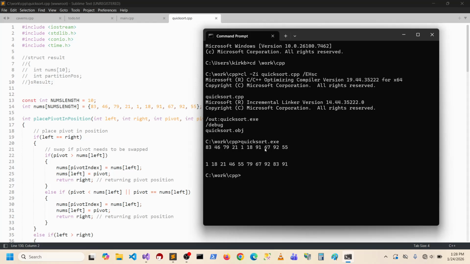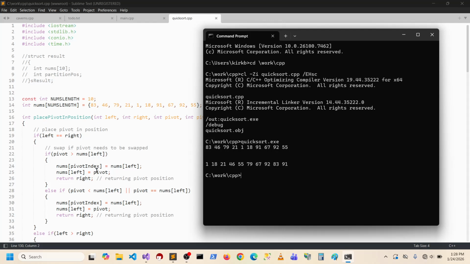So now left advances. Right advances. Right needs to be swapped because it's greater than 83. Left does not. So left comes up here. And now they equal each other at 92. So that becomes the pivot point, because when it comes in here, left and right are equal.